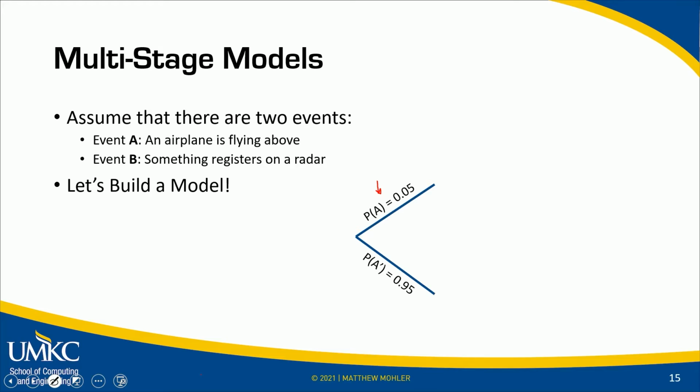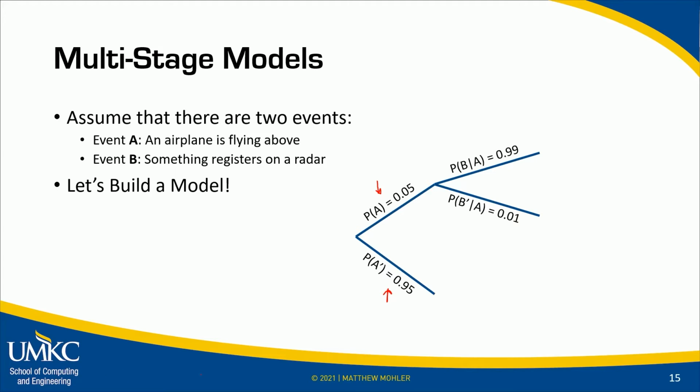And then on the opposite branch, we have the probability that there is not an airplane flying above. Now, by normalization, saying that the probabilities here have to sum to 1, we know that that has to be 95%, or 1 minus 5%. Now, after we've determined if there is or is not an airplane flying above, we can move into the second stage of our model. And in the second stage of our model, we're going to look at the probability of something actually registering on our radar.